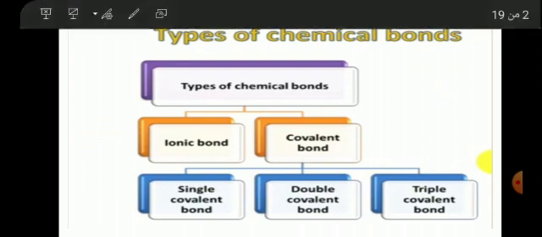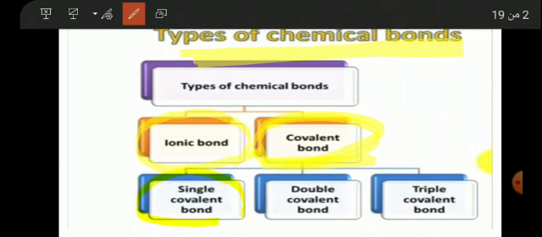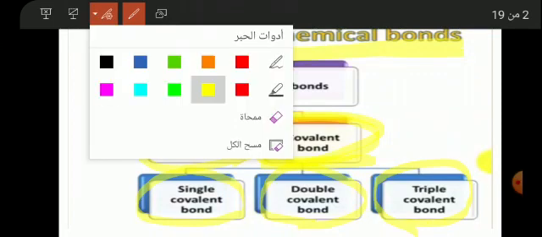Today we will talk about the rest of lesson 1: types of chemical bonds. There are 2 types of chemical bonds. Number 1, ionic bonds. Number 2, covalent bonds. And covalent bonds are classified into 3 types: single covalent bond, double covalent bond, and triple covalent bond. Okay, is it clear?